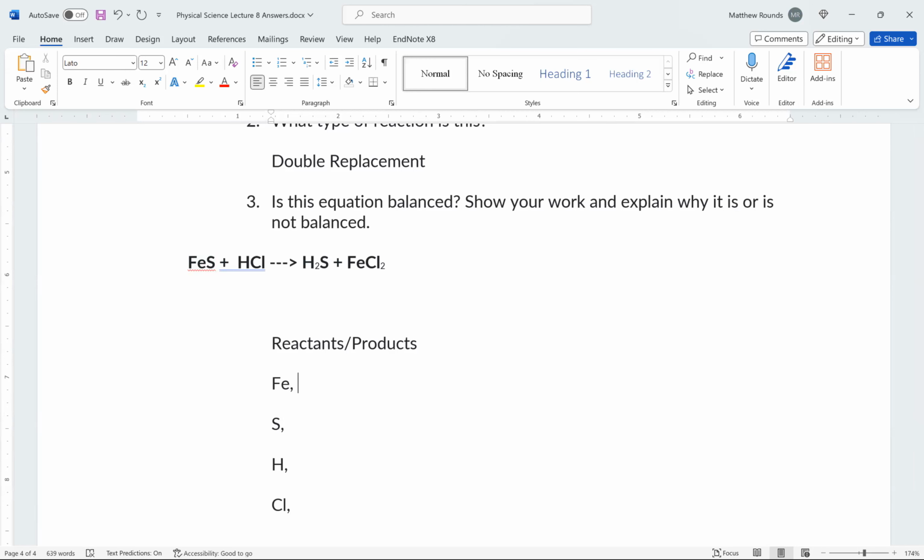Okay, so there is one Fe on the left. For S, there's also one. And H is also one. And then Cl is also one.